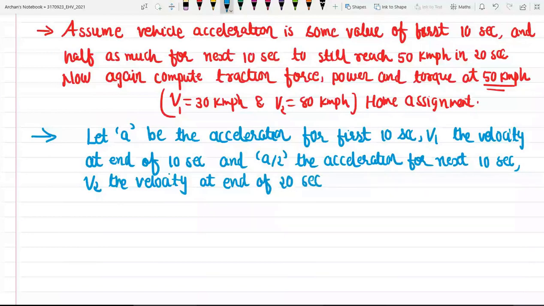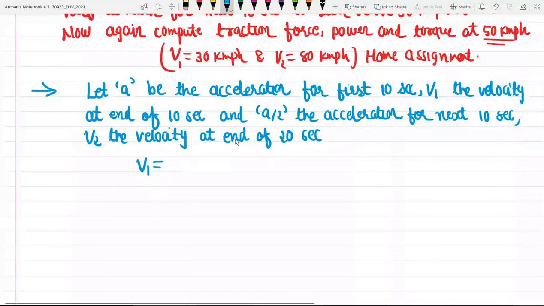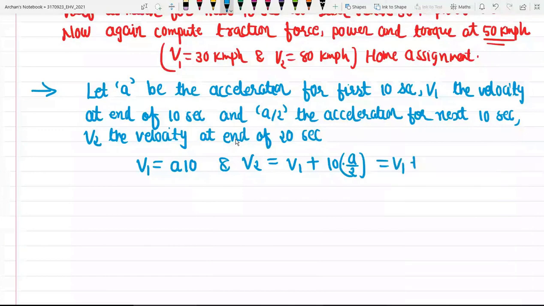Okay, so talking about the velocity V1, initial velocity is 0, so V is equal to U plus A t. U is 0 in this case, A is the acceleration, and time is t. So V1 will be equal to 10 times A, and V2 will be equal to V1 plus 10 times the acceleration A by 2. Ultimately we are left with V1 plus 5A. So these are the values of the two velocities, V1 and V2.